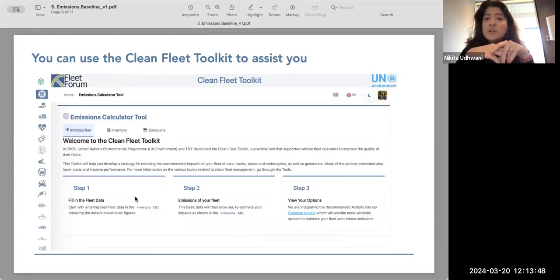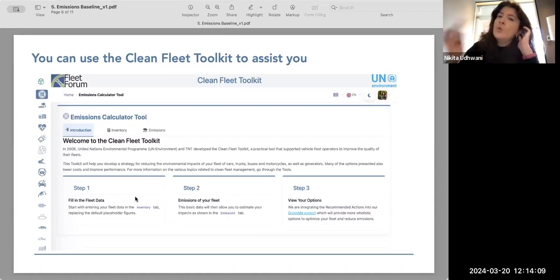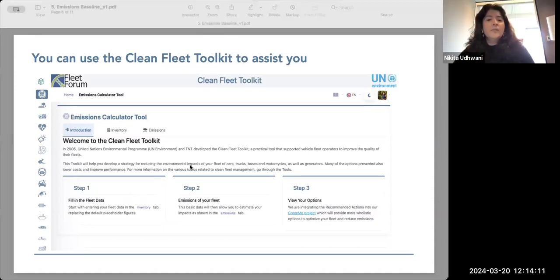It's available in English and in French. If you've got Google Translate enabled in your browser, you can translate it into more languages, and it's publicly available. You can also make an account if you're a Fleet Forum member and then save your data. But in essence, it is a publicly available tool and you can use it to set a baseline on your fleet emissions for scopes 1, 2, and 3. So that is a little bit about setting your baseline.